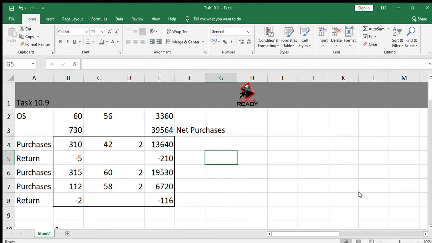Hi guys, it's another video of inventory evaluation using the FIFO method. So this is task 10.9. Please turn to your textbook and your workbook and we can do it together.